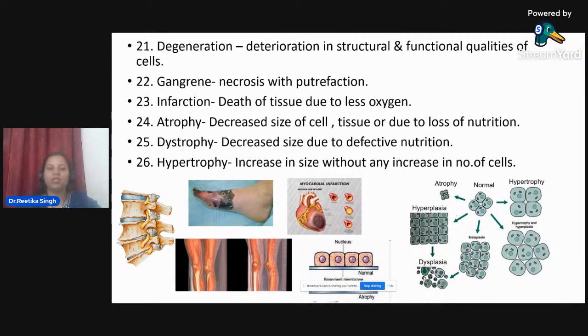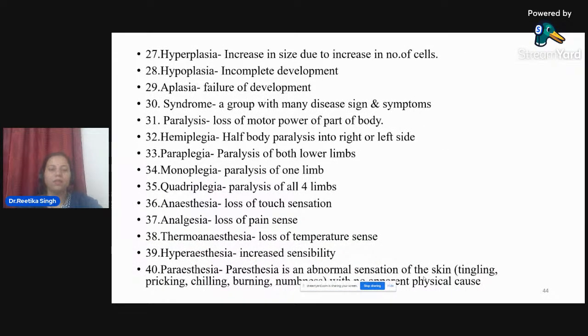Degeneration is deterioration in the structural and functional qualities of a cell. Gangrene is necrosis. Infarction is death of the tissue due to loss of oxygen. Atrophy is decreased size of a cell. Dystrophy is decreased size due to defective nutrition. Hypertrophy is an increase in size without an increase in number of cells. These are all terms which are used in anatomy. Hyperplasia is increase in size due to increase in number of cells. Hypoplasia is incomplete development. Aplasia is failure of development.